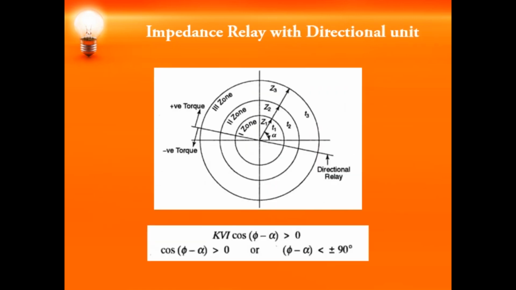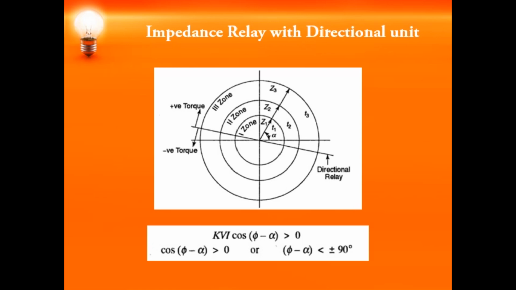In the RX diagram, we have seen that anywhere the fault occurs within the protected zone, that is within the circle, the relay is going to operate. That means the characteristic is of a non-directional relay. So either the fault occurs in the forward direction or in the reverse direction, the relay is going to operate irrespective of where the location is.